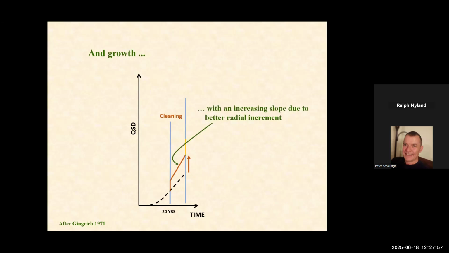And note that one effect from cleaning is to increase the steepness of the slope for diameter growth, so that you not only increase the quadratic stand diameter by the stair-step effect as shown in the middle, just taking out the smaller trees, but also because those released trees will grow faster into the future.